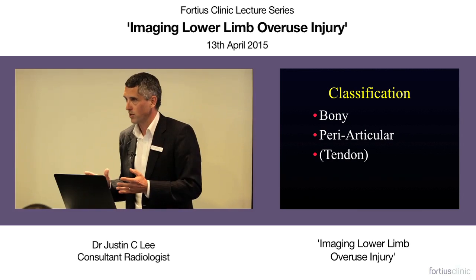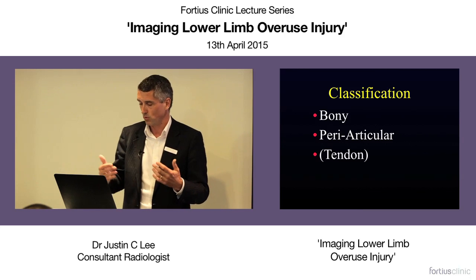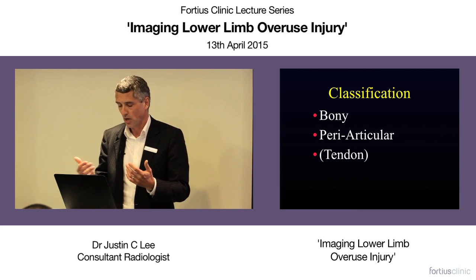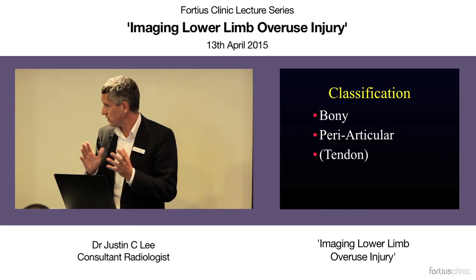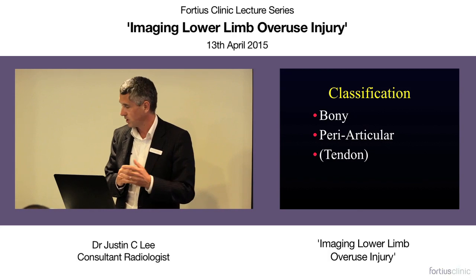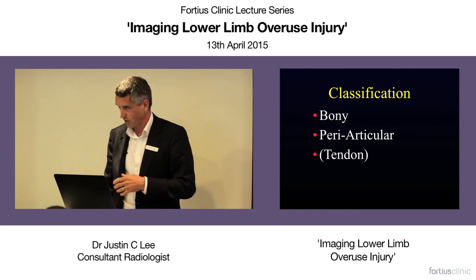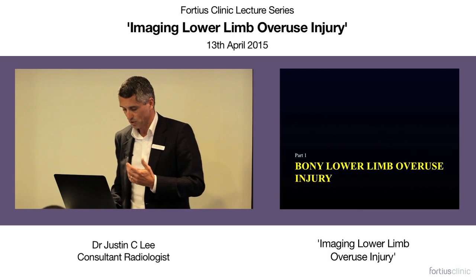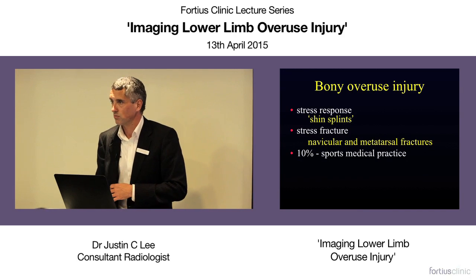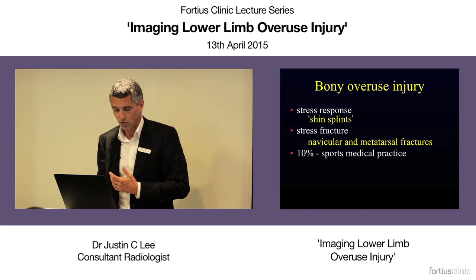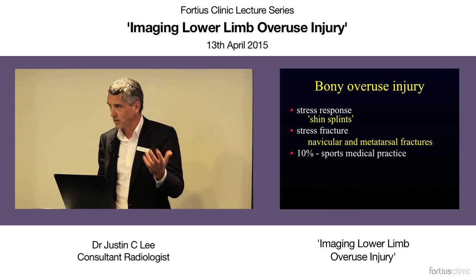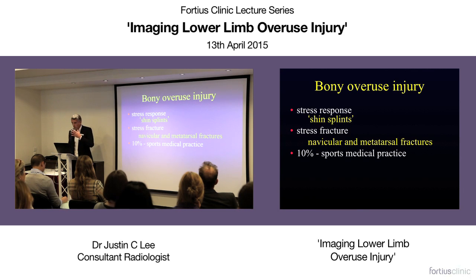Now, this isn't a hard and fast classification. This is just how I do it if I'm assessing imaging of an athlete who's got an injury. I'll look at the bone structures, the joints, the structures around the joints, and the tendons and the muscles. So I'm going to talk about bony injury, because this makes up a very large proportion of running-related overuse injuries. It has various names, like shin splints, but really it all refers to bone stress, and it varies from a stress response to the end result being a stress fracture.